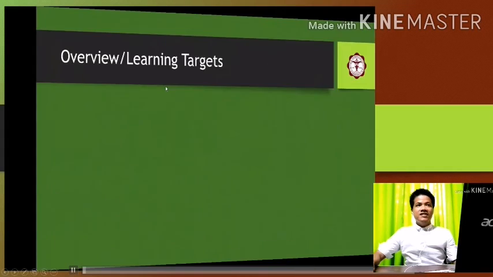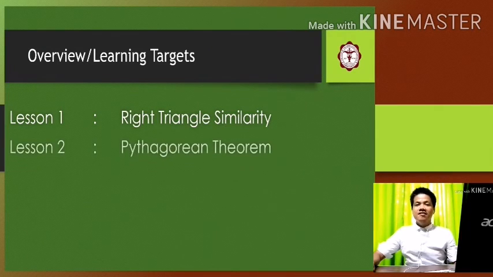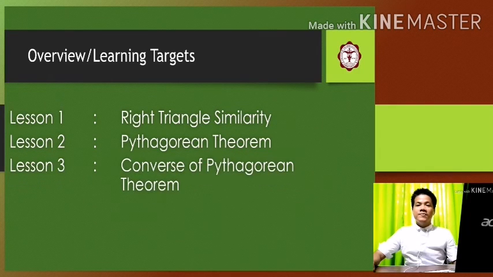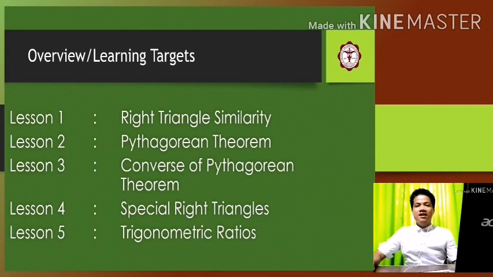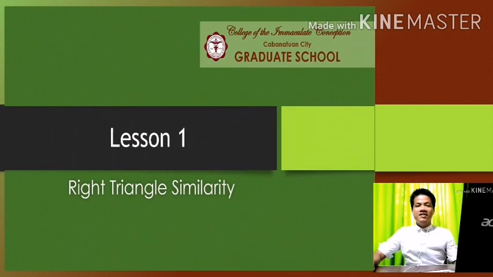The first lesson is all about right triangle similarity. The second lesson is all about Pythagorean theorem. Lesson number 3 is all about converse of Pythagorean theorem. Lesson 4 is special right triangles. And lesson 5 is all about trigonometric ratios. Starting the discussion with lesson 1, which is all about right triangle similarity.